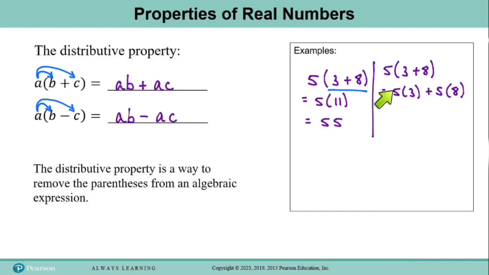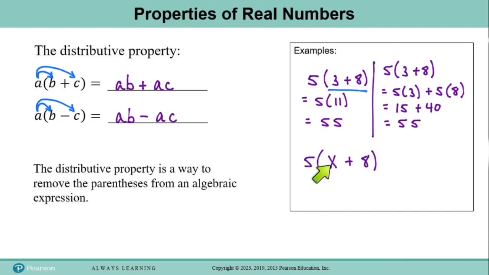Then we can say 5 times 3 is 15, 5 times 8 is 40, add the 15 and the 40, and we still get 55. So either way we do it, we get the same result. So that means that whenever the terms inside the parentheses can be combined, like they could here, you can do it this way if you want to, or if you prefer to multiply by these smaller numbers, you can do it that way too. It's really up to you as long as there are no variables involved.